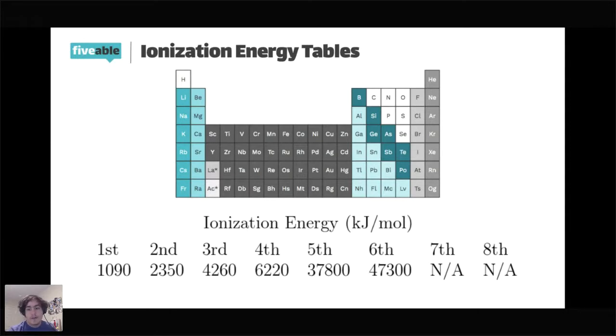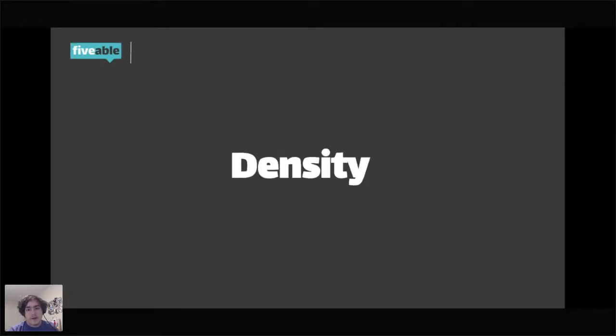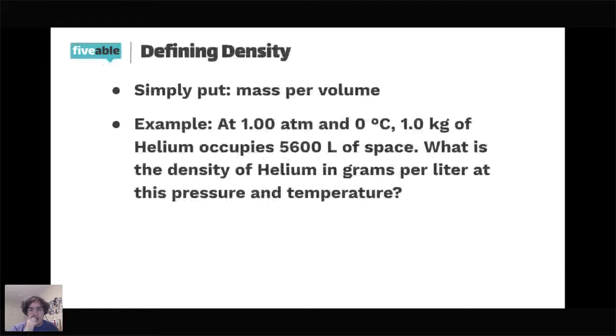So the next thing is density. And density is just mass per volume. Quick side note, density can be anything per volume. So mass density is mass per volume. Charge density is charge per volume. Population density is population per volume. In this case, it would be like square footage.